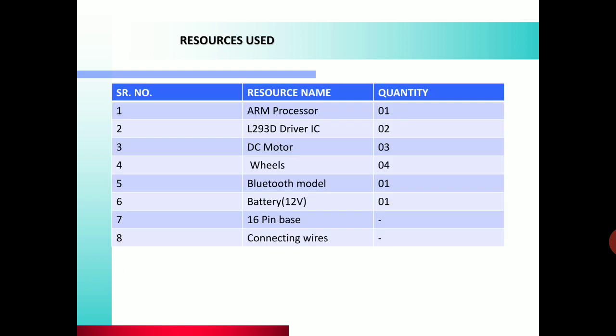Then we see what resources we use in this system. First is the ARM processor; we use one ARM processor. Then L293 driver ICs, there are two ICs. Then DC motors, 3 DC motors. Then four wheels, one Bluetooth module. We use here a 12-volt battery and some connecting wires.